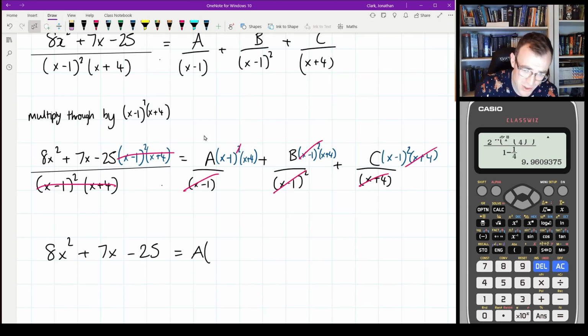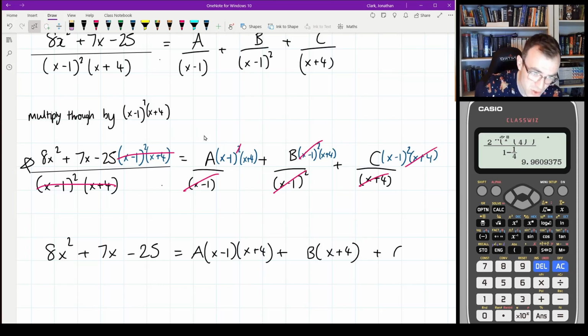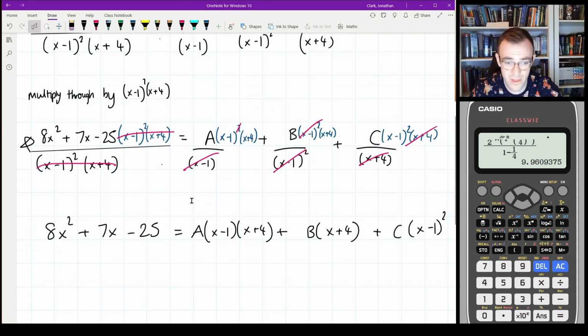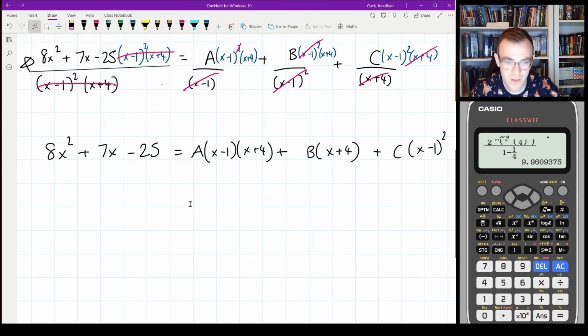In an exam situation, you don't need to write that intermediate step, this thing here, if you don't want to. Just useful to know where it comes from, I suppose. So that's what we are left with. So I'll revert to subbing in numbers now, I suppose.